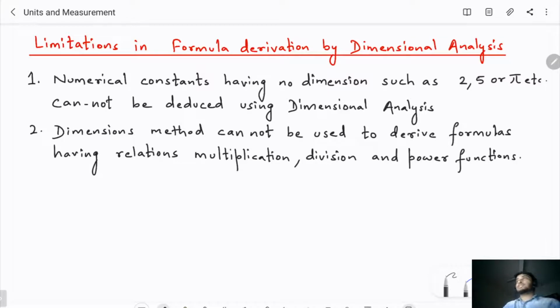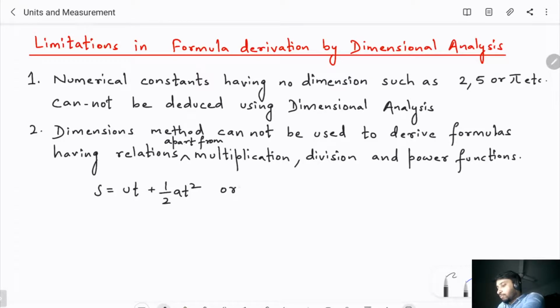So the dimensions method cannot be used to derive formulas having relations apart from multiplication, division and power function. So for example, s equal to ut plus half at square. Here we have an addition relation in between. So in that case we cannot use dimensional analysis.